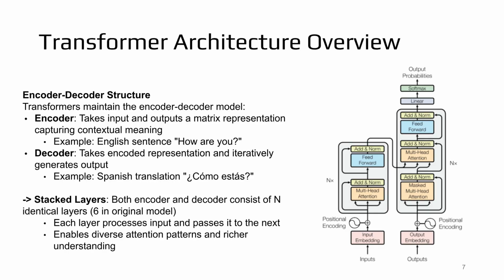Let's look at the high-level architecture. The transformer maintains the encoder-decoder structure. The encoder takes input, say an English sentence, and produces a matrix of contextual representations. Each word gets a vector that captures not just its meaning, but its meaning in context. The decoder takes these representations and generates output iteratively, perhaps a Spanish translation. Both encoder and decoder consist of stacked layers, 6 in the original model. Each layer refines the representations further, enabling increasingly sophisticated understanding.